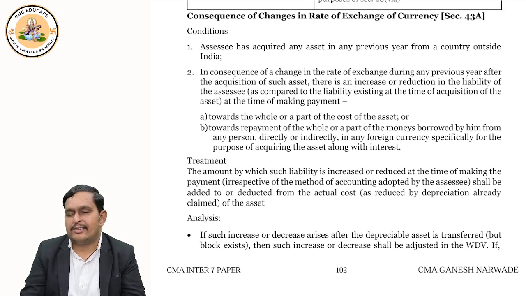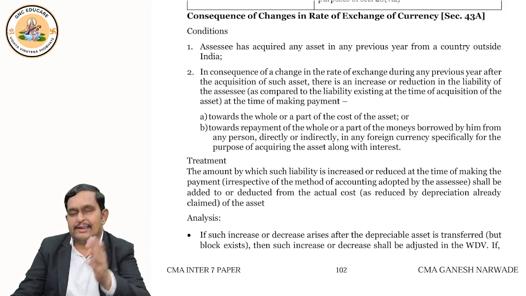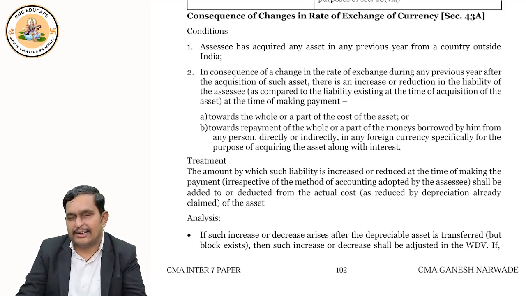So whatever loss due to currency exchange will be added to the cost, but sometimes a gain may also be there. That gain will be deducted from the cost. So loss will be added to the cost and foreign exchange gain should be deducted from the cost of the asset, for the purpose of computing depreciation. Now, the gain or loss may happen in the second year, third year, 10th year, later on.